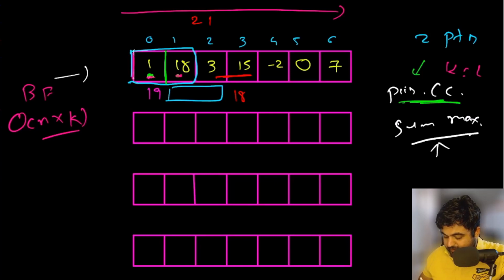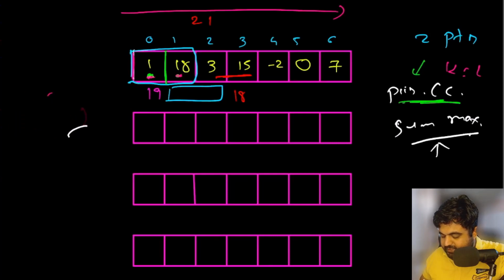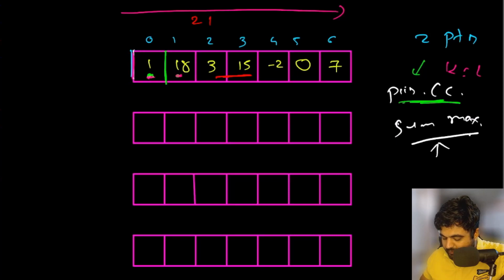In the next approach, the idea is that rather than this, if we use a sliding window, our lives would be much easier, and we would be able to solve this problem in big O of n time only rather than big O of kn. And let me show you how.